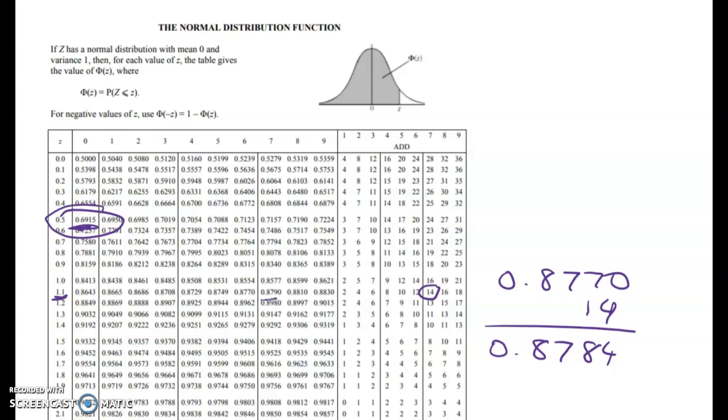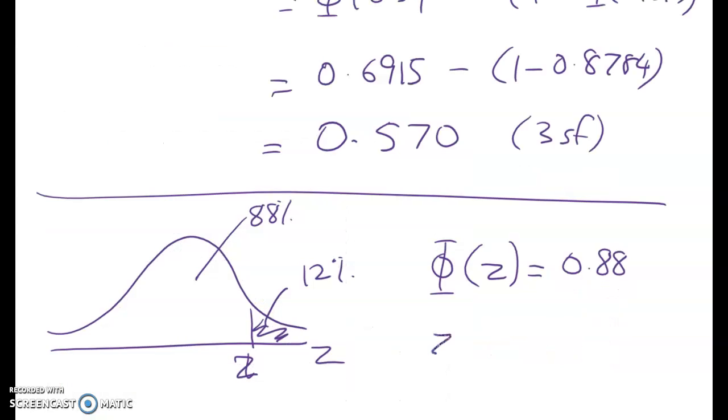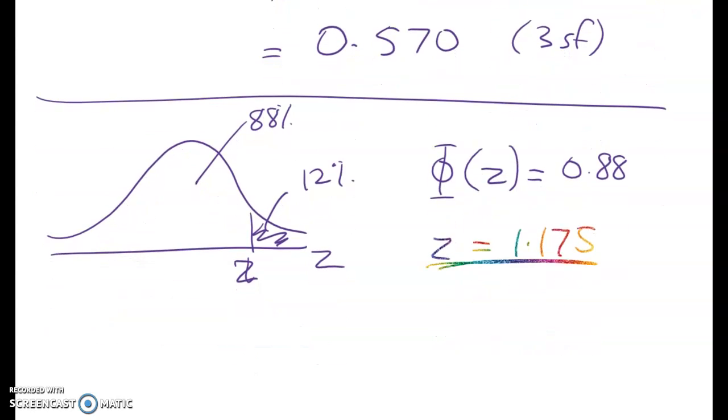So here's 0.8 sitting somewhere around here. So it's going to be 1.17 with an add-on of 5 points. So it's 1.175. So little z is 1.175. Little z because it's a specific value of my standard normal distribution.